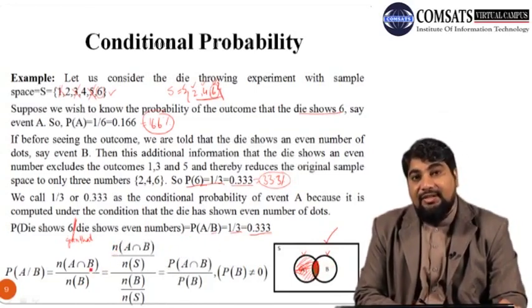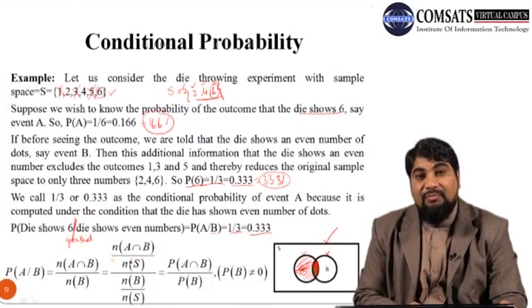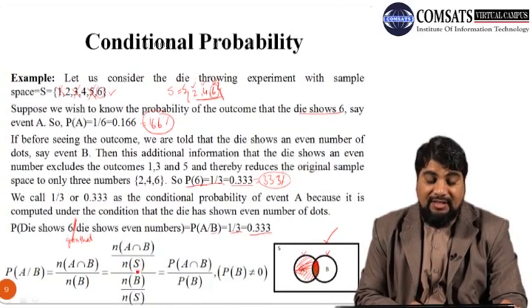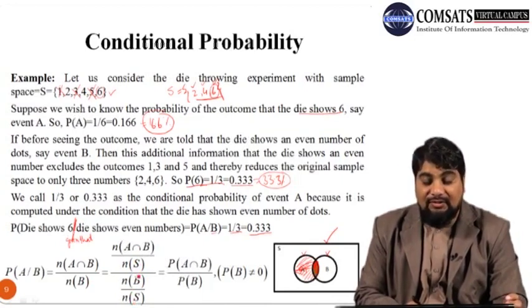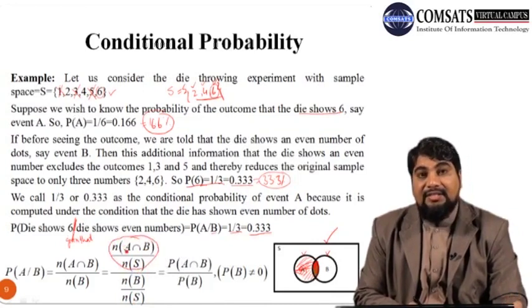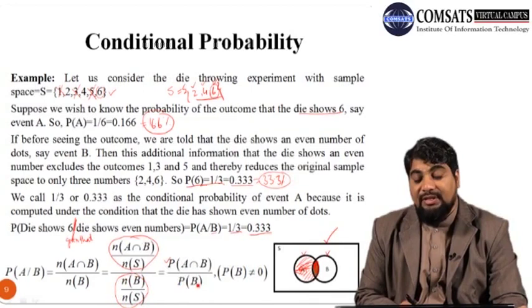Or we can divide the numerator and denominator both by NS. The numerator is divided by NS, the denominator is also divided by NS. This is a certain mathematical trick. You know that N of A intersection B divided by NS is called the probability of A intersection B, and similarly the denominator NB divided by NS is the probability of B.